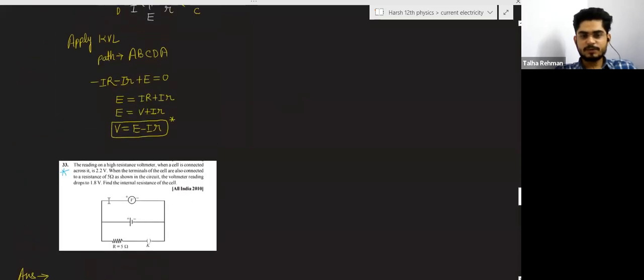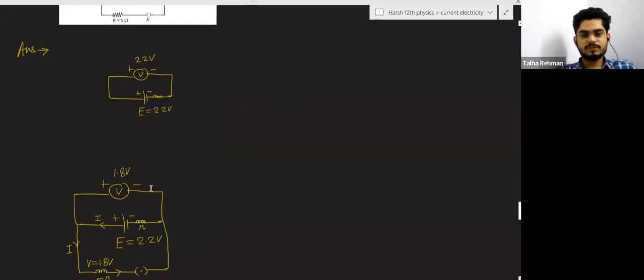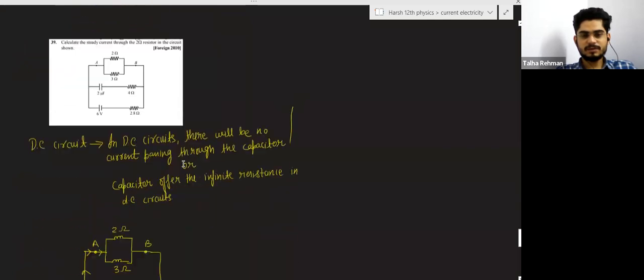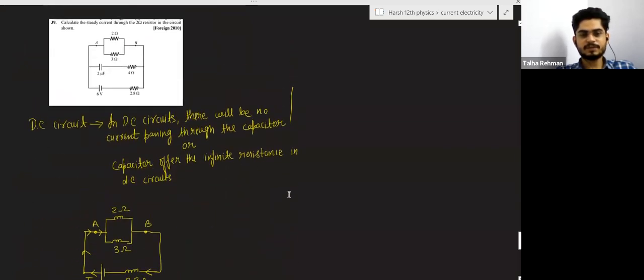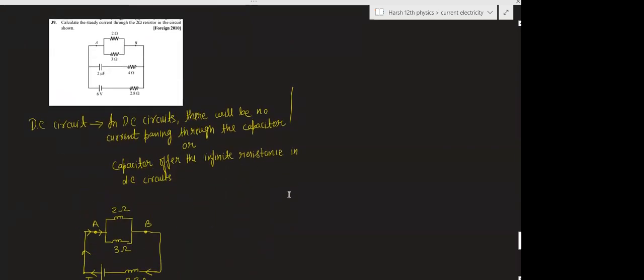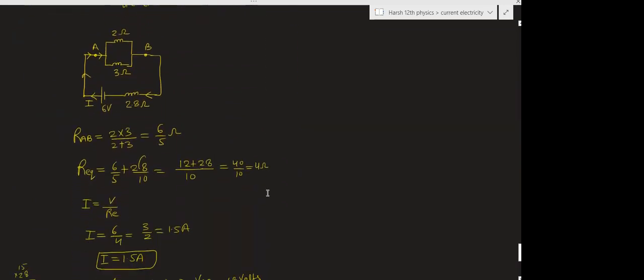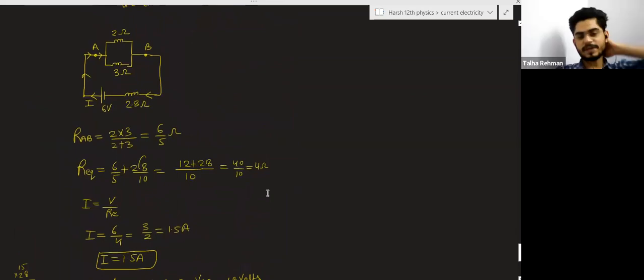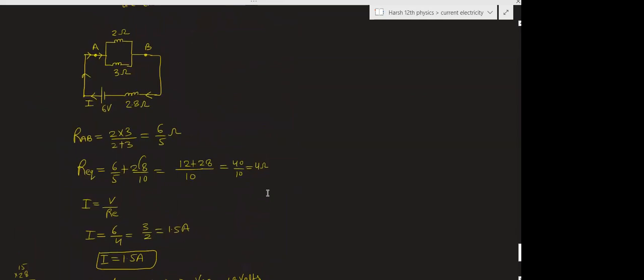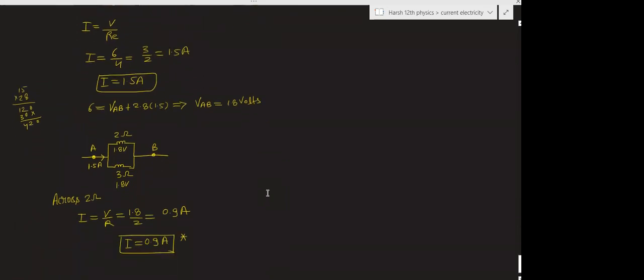Mark this as a star and revise it. This may appear in your exam. Let's move to the next one. Is it fine now? Yes, sir. You can scroll down. Done, sir.